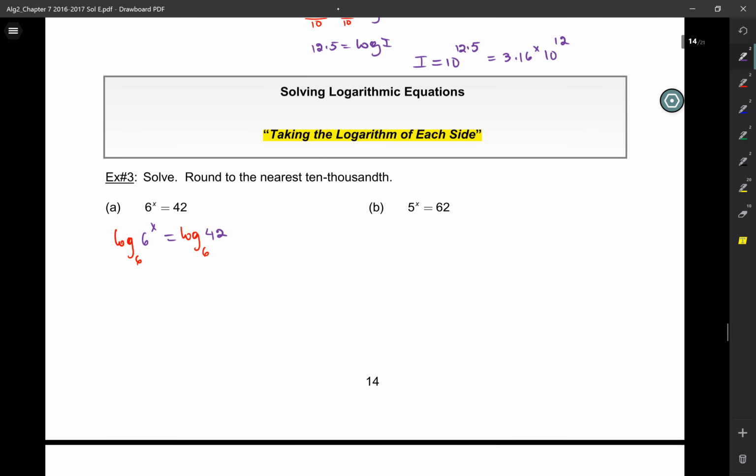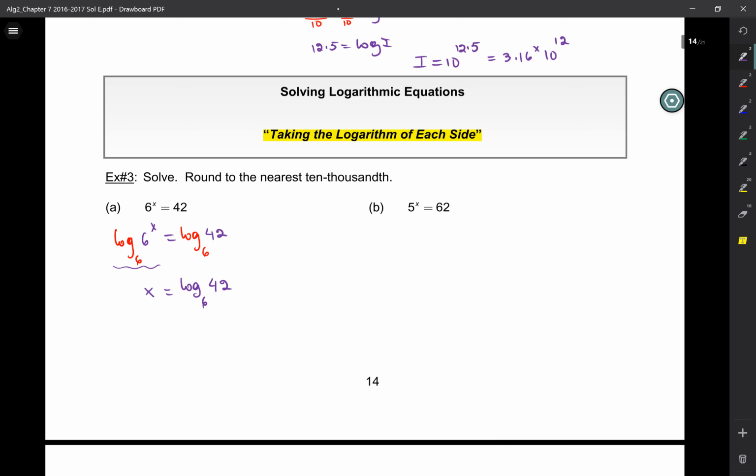So now, what happens to log base 6 and 6? What happens to the left side here? I just get x, and this is log base 6 of 42. Now, if this is on a part of a test where no calculators are allowed, it's totally fine to leave your answer like this. And I'm going to show you in a little bit how to do it with a calculator. We'll come back to this.